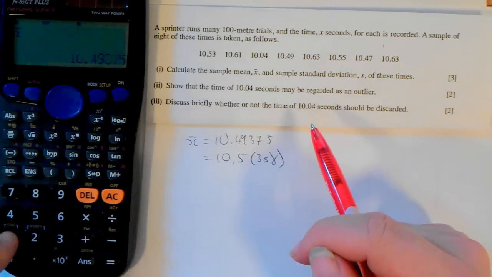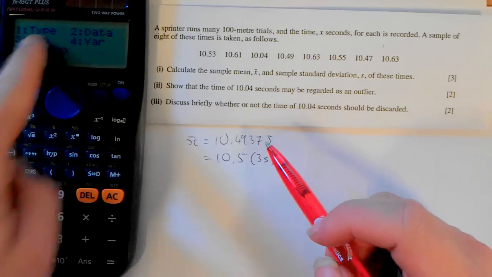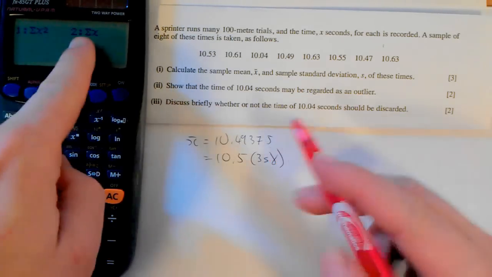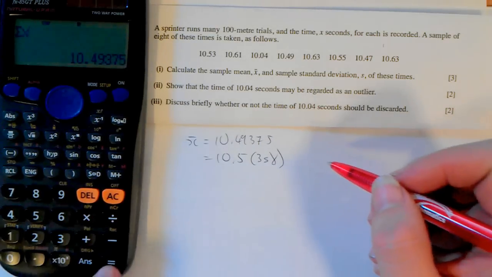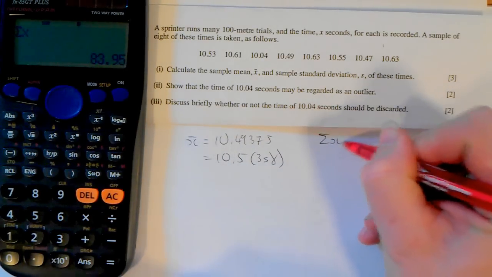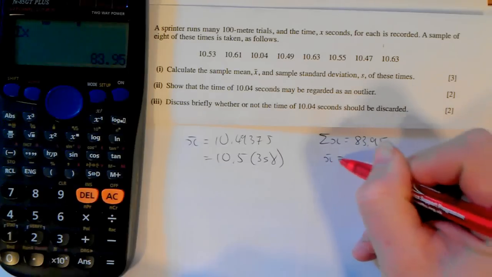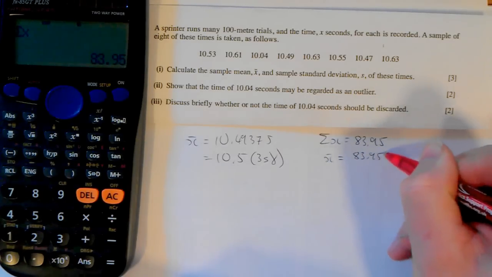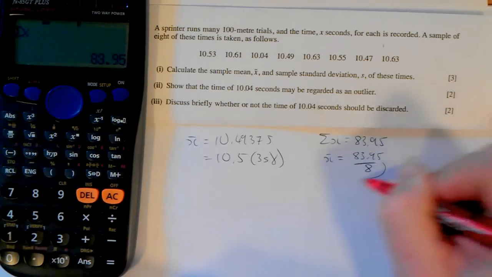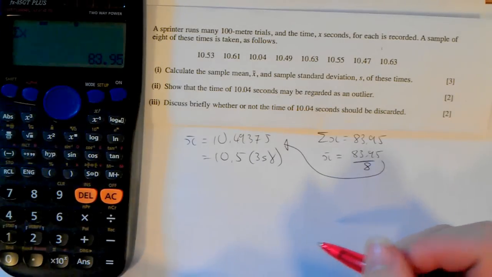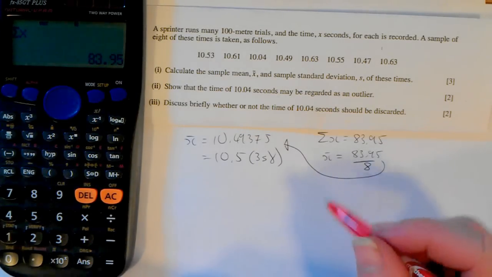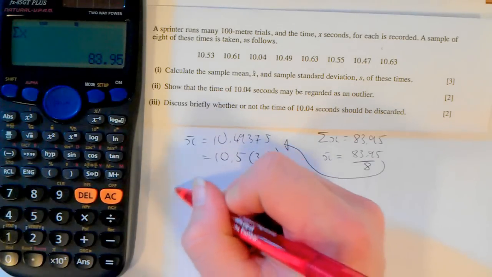If I press shift stat, I can see that I can get a sum menu. In 3, I can get the sum of the x's, and that is 83.95. And then I can show you that the x bar is 83.95 divided by 8, and that will equal what we just had. And I've shown my working and not had to do any calculations by hand. Let's do the next bit, the standard deviation.